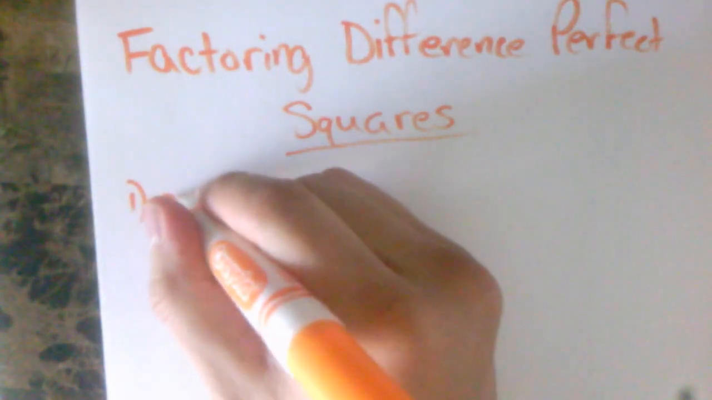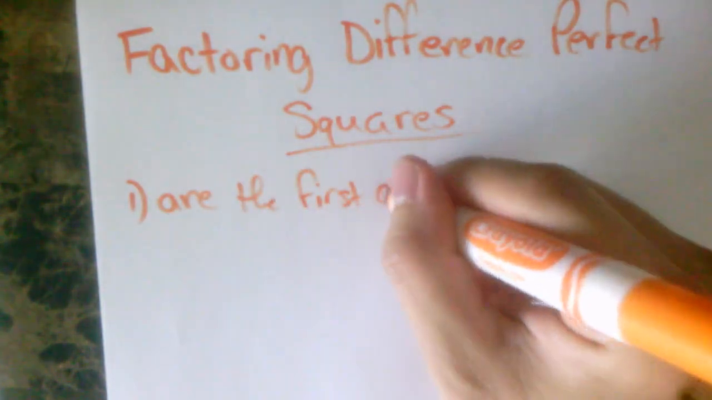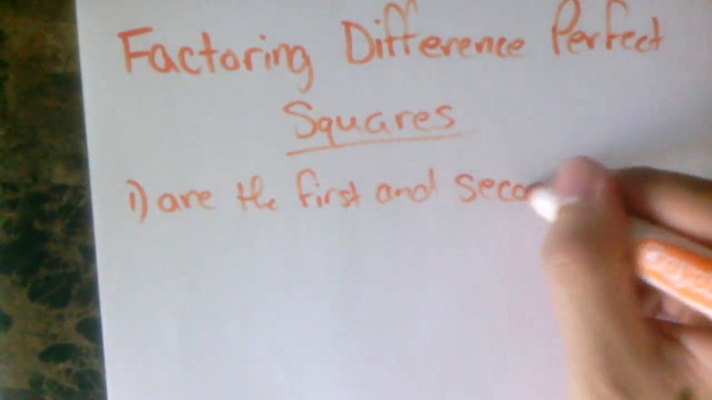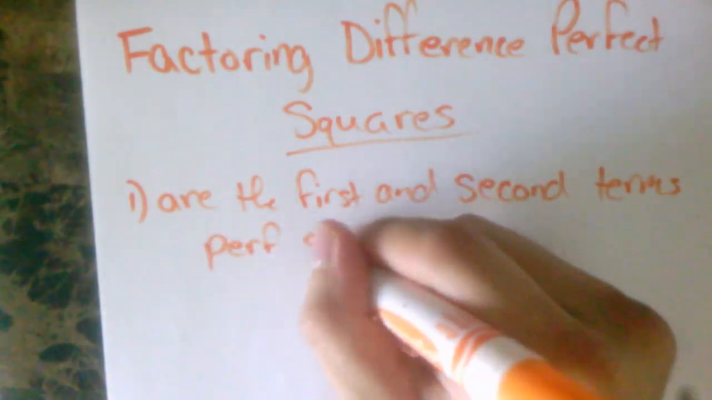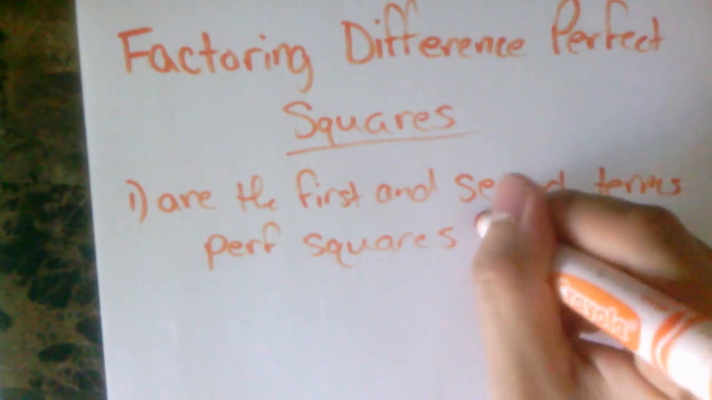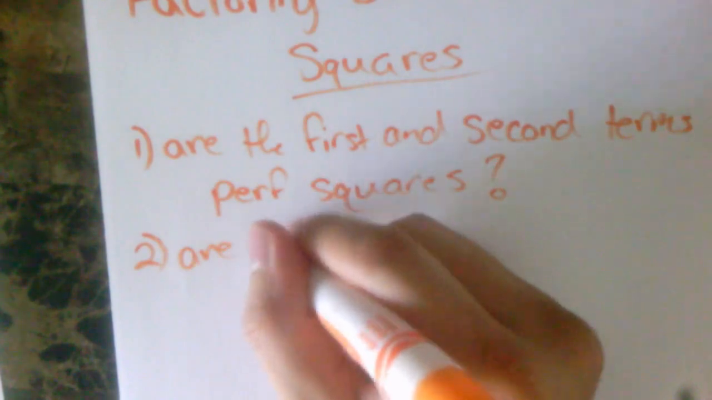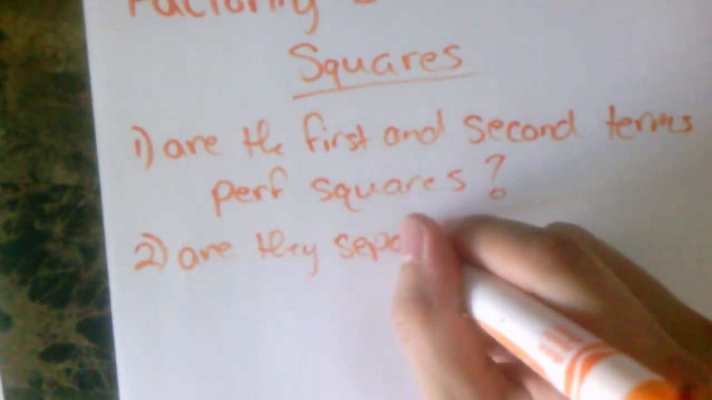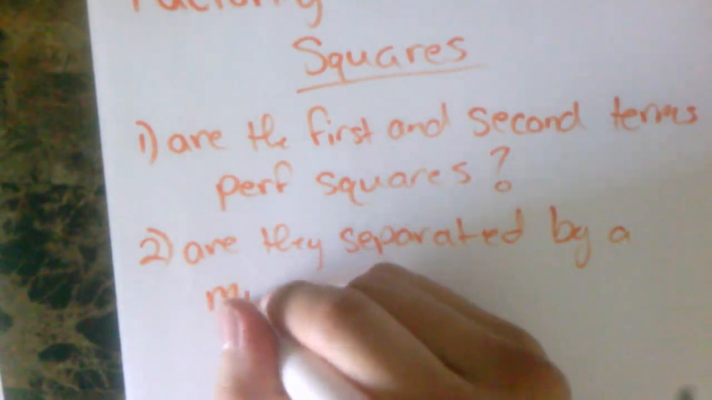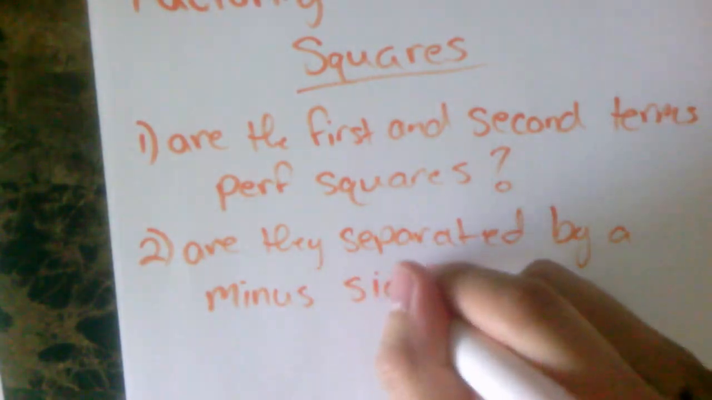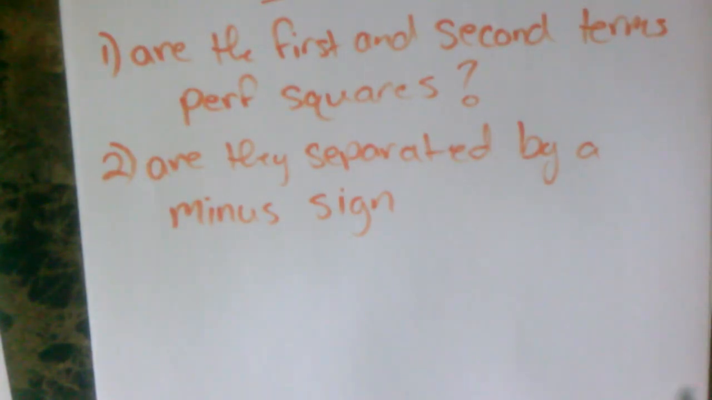First off, are the first and second terms perfect squares? I'm going to shorten this a bit. And the second question is, are they separated by a minus sign. Okay, so as long as it fits these two conditions, we're all good. So let's go ahead and do an example problem that looks like that.